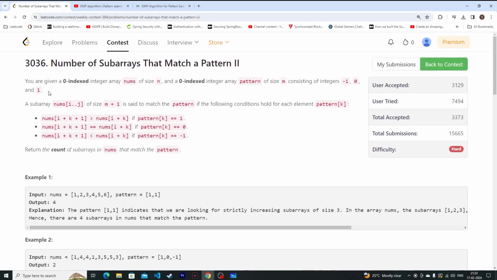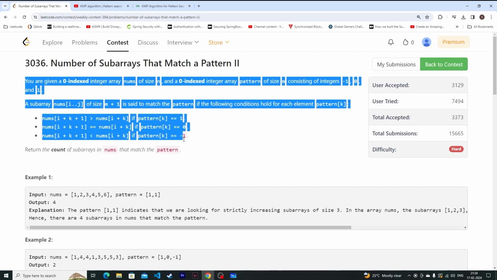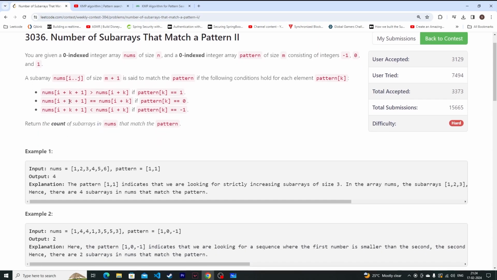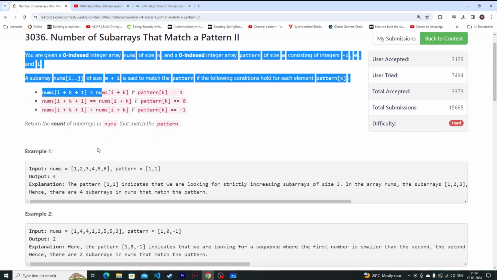Okay, so it's day 34 and today we'll be solving this number of subarrays that match a pattern, the second part of that. So this would be a short video, like you would realize that later why, because it's a direct implementation of a certain algorithm. So what the question says, I would just explain to you.